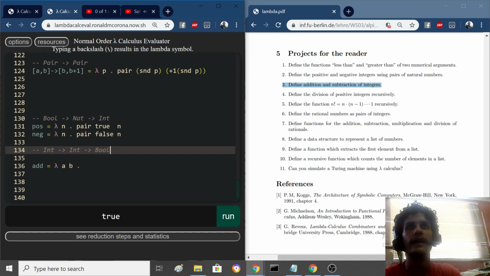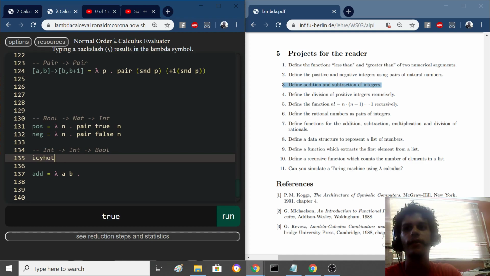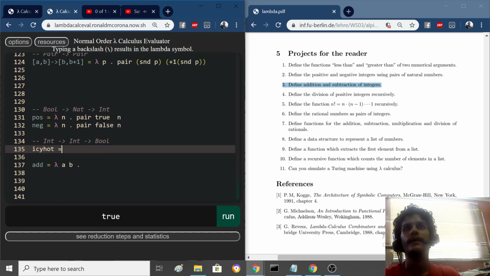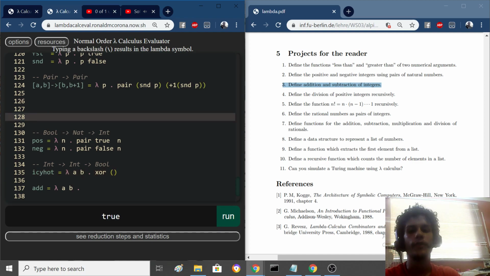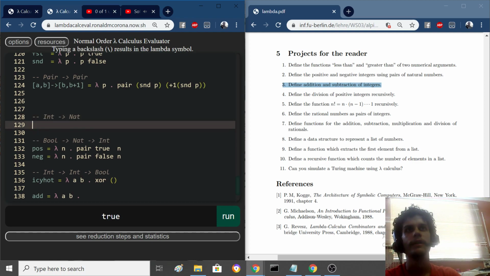And what does it do? It tells us if the signs are different, and I like to call it icy hot because it tells us if one is negative and one is positive. So it takes an A and a B, and then it tells us XOR, right? Well, I want to create even more functions, right? This one will take an integer and it will give us a natural number. We call it absolute value. Abs is a function, right?